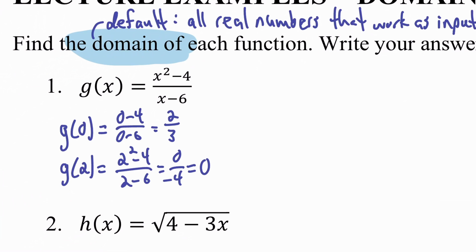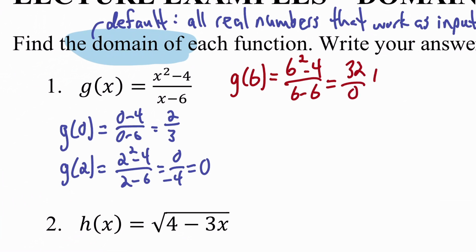So if we plug in 6, I'm going to change colors here for a reason. If I do g of 6, okay, well, on top we'll have 6 squared minus 4. On bottom we'll have 6 minus 6. So 36 minus 4, so 32 over 0. And that's bad because you can't divide by 0, right? So 6 is not in the domain.